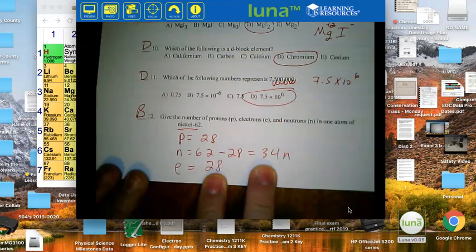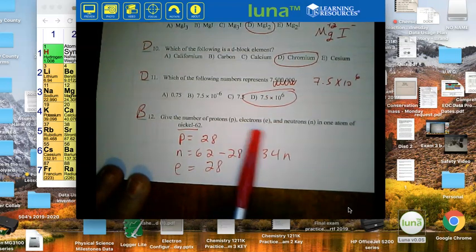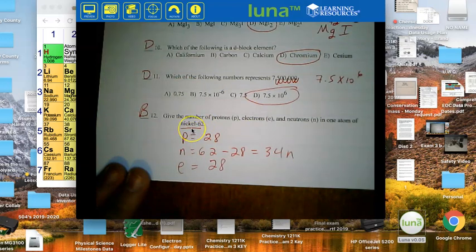Number 12, given the number of protons, electrons, and neutrons in one atom of nickel-62. My first thing to do would be to look up the element nickel on the periodic table to figure out the number of protons it should have. It gave me the atomic mass. Mass number can vary between atoms of the same element, but proton number never changes. So I need to look up how many protons nickel has by looking at the atomic number.